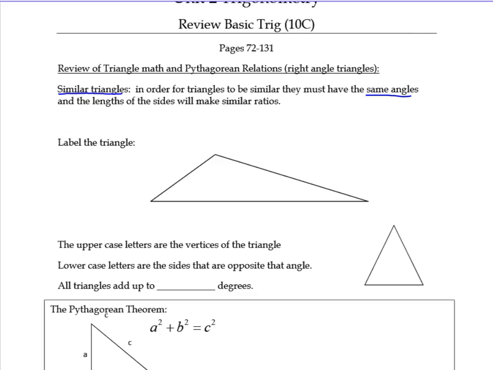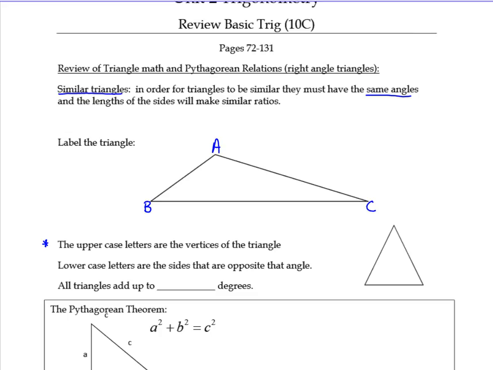When we label our triangle, this might be new to you, okay? The uppercase letters are going to be the vertices. So uppercase A, B, C would be your vertices.